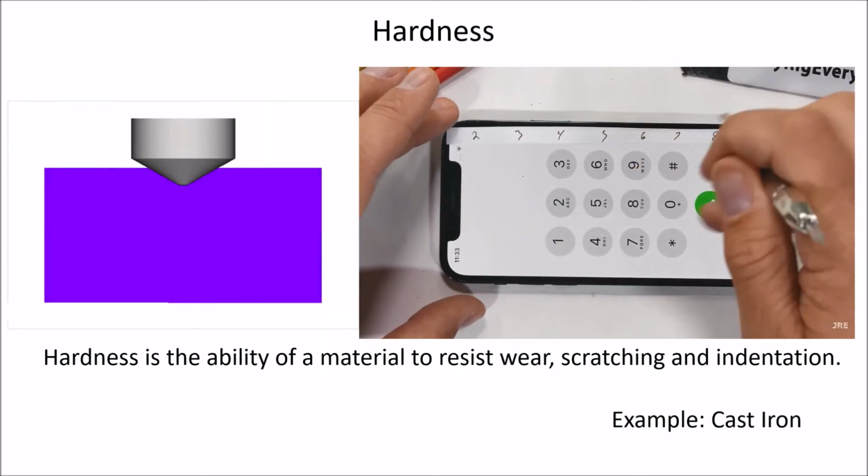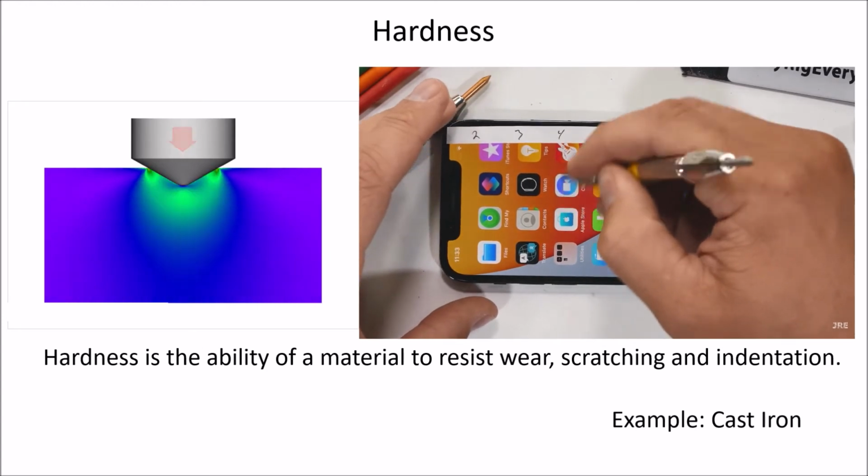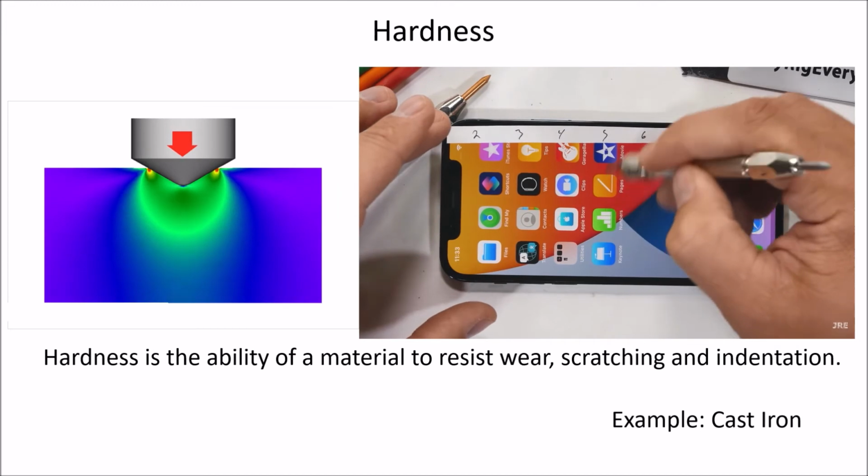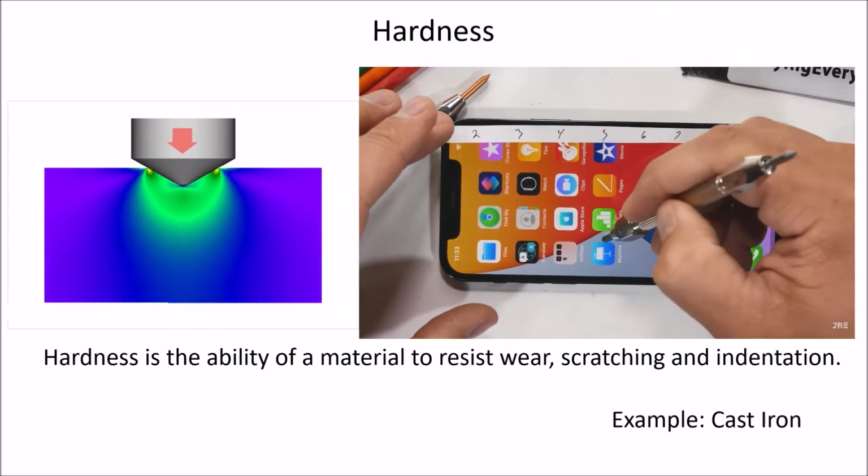If we look here, we look at hardness. Okay, so hardness. Hardness is the ability of material to withstand wear, scratching, or indentation. So we just look at the video on the right, I suppose.